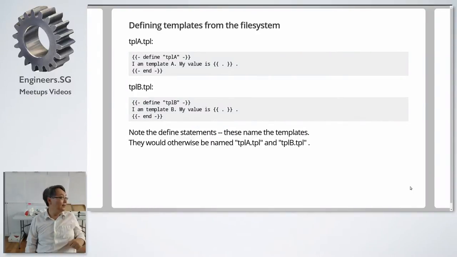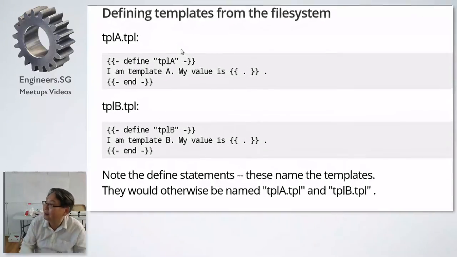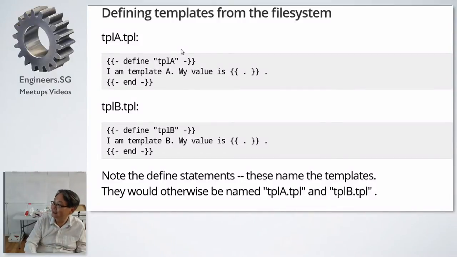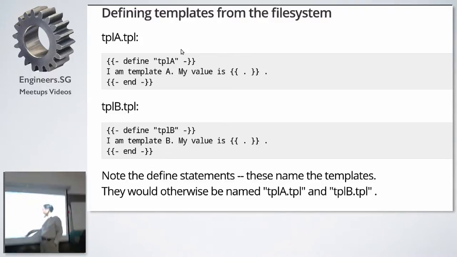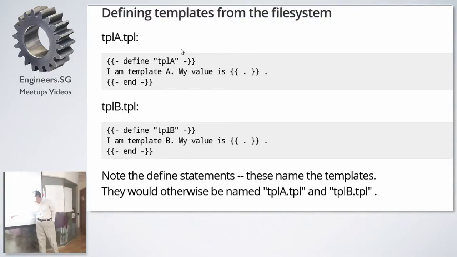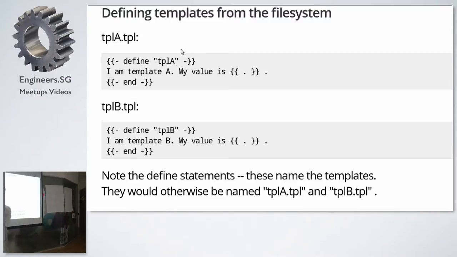So as you have seen in Kai's talk, you can actually have templates in the file system. Files. So template A, I'm template A, template B, I'm template B, blah blah. If I have these files in the file system, it would actually be called template A.tpl because the name of the file is .tpl. If I don't want that .tpl because I'm a neat guy, I'll have to define the name for it. That's basically what I'm trying to say in the slide.